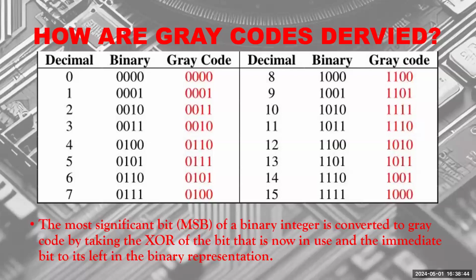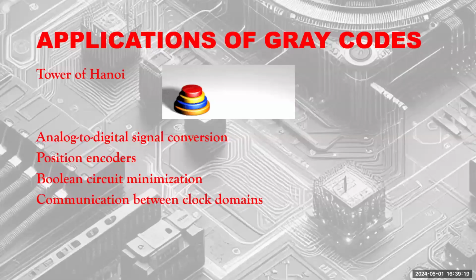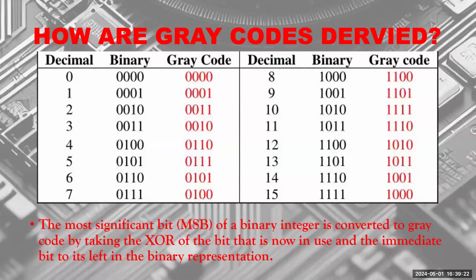In the binary number system, towards the left-hand side is the most significant bit, the MSB of the binary integer. Now we convert it into gray code by taking the bit that is now in use and the immediate bit to its left in the binary representation. So how exactly does this conversion go? For example, take the first binary number, 0000, into consideration. Here I've taken 4-bit binary numbers.